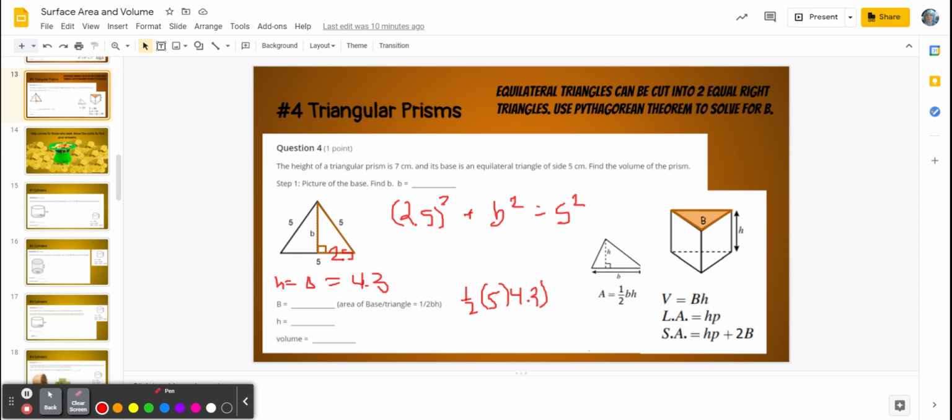Ladies, are we still working? Yes, ma'am. Awesome. So 1/2 base times height. 1/2 the base, which is 5, and then the height, which is 4.3. That's what you just calculated.